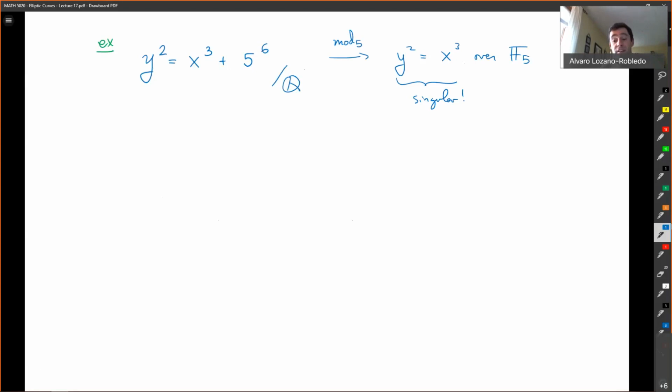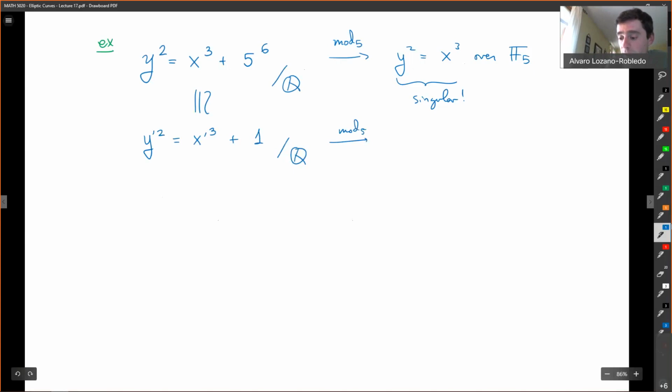But what happened is that I picked a bad model for this elliptic curve because I could have just changed my coefficients. If you do a change of variables by taking u here to be 5, then this is, let me put primes, plus 1 over Q, and now mod 5, y squared equals x prime cubed plus 1 over F5 is non-singular.